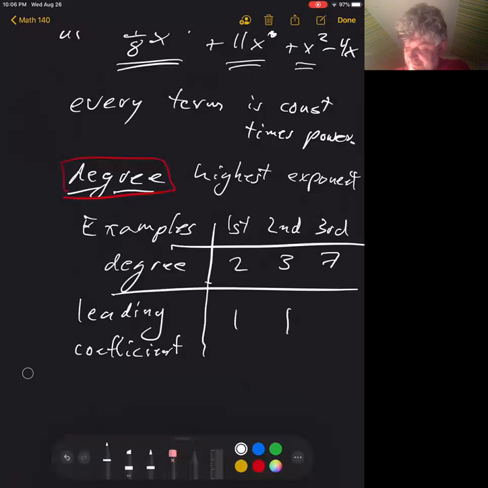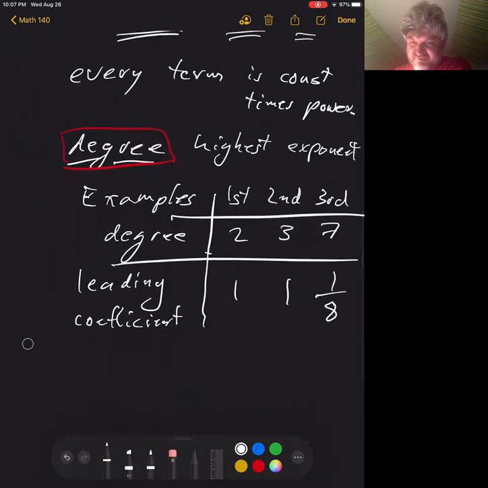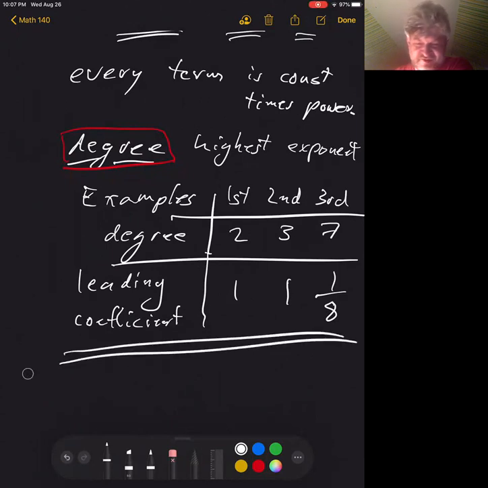One, one, and 1/8 are the leading coefficients. Easy enough to spot for every polynomial. And because this video has already been going for a while, we just draw a line here and go to quadratic polynomials in the next video.